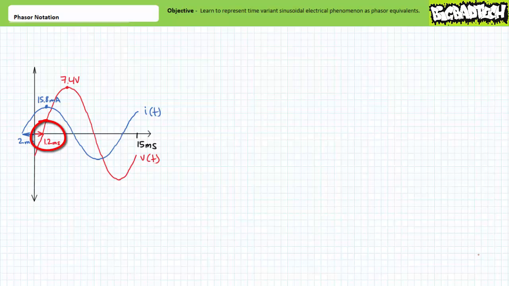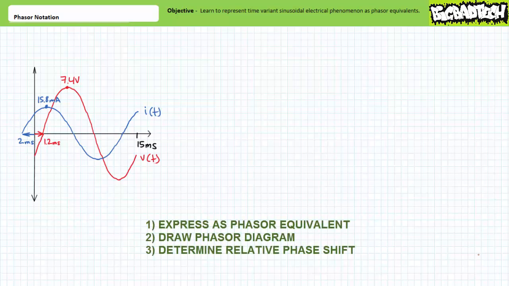Looks like the first zero crossing going positive for voltage appears to lag our previously agreed upon reference by 1.2 milliseconds. And it looks like the first zero crossing going positive for current appears to lead our previously agreed upon reference by 2 milliseconds. See if you can express both voltage and current as phasor equivalents, and draw the phasor equivalents on a phasor diagram. Finally, see if you can use the phasor diagram to determine the relative phase shift between voltage and current. Does current lead or lag voltage, and if so, by how much?